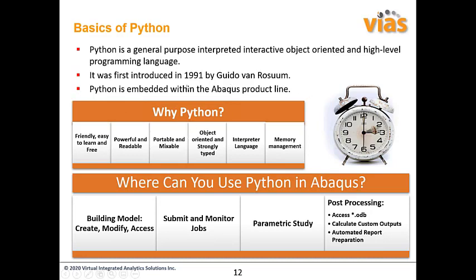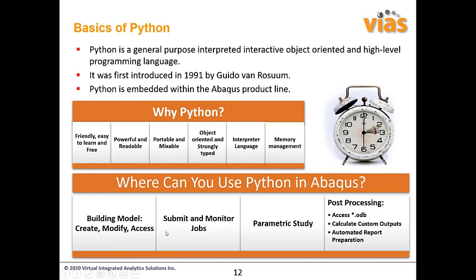A very powerful thing which has happened with Abaqus and Python is that Abaqus has adopted Python and embedded it within its product line. Now Abaqus and Python can directly talk to each other, and the interface is so clear and clean that you can create a Python script, run it from Abaqus, and it will do the job for you. So why do we want to learn Python? As I mentioned, it's friendly, easy to learn and free. You can download it from the web. It is powerful and readable, object-oriented and strongly typed.